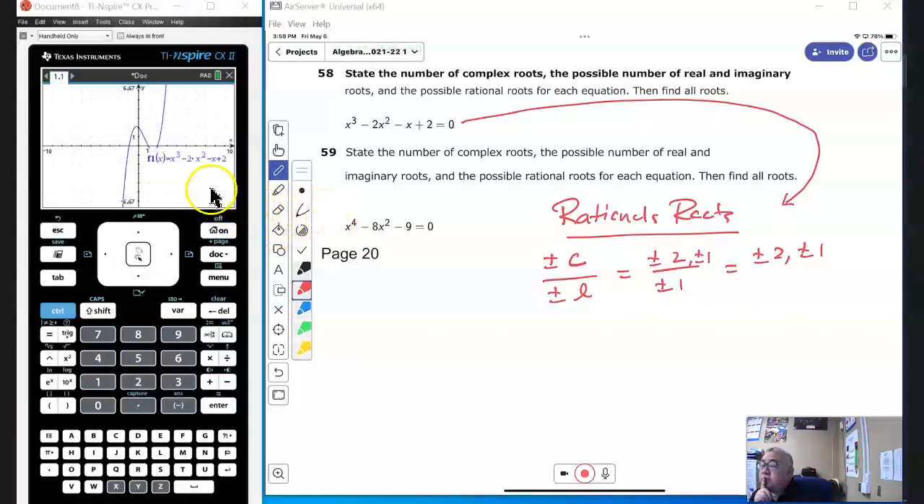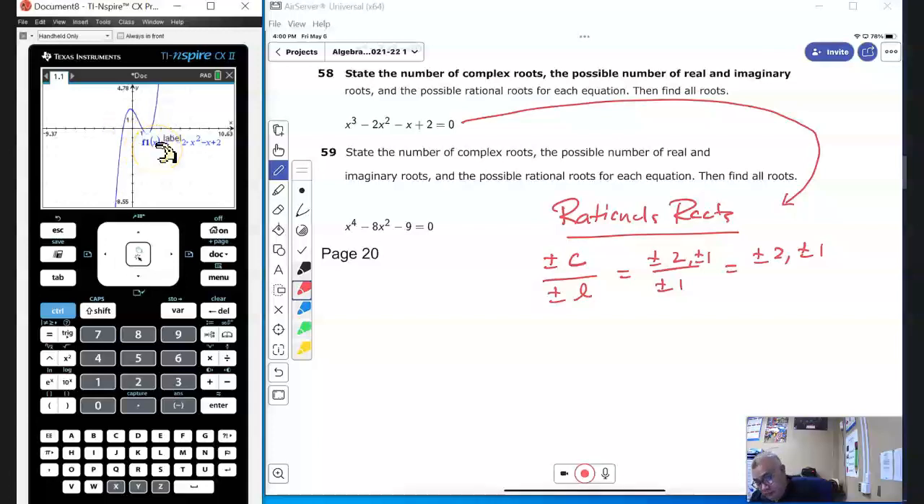So if you notice, I typed in x to the power 3 minus 2x squared minus x plus 1 into the graphing calculator. And if I zoom in, you can see the actual roots. We have x equals negative 1. We have x equals 1. And we have x equals 2. So if you want to verify, you can just use what we call synthetic division.